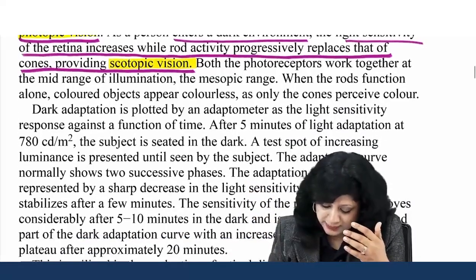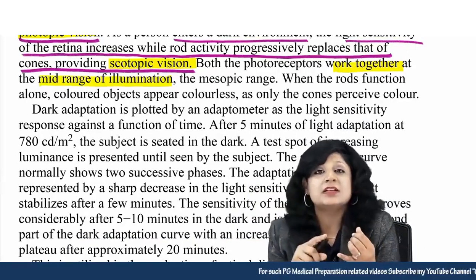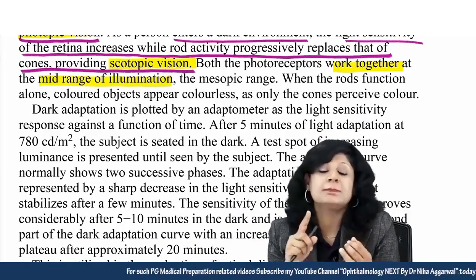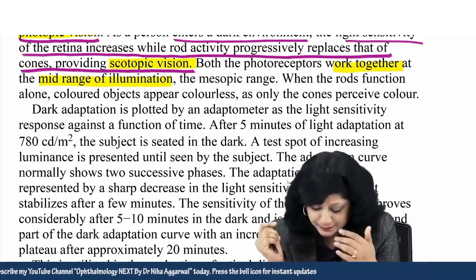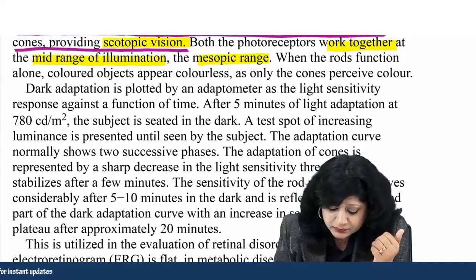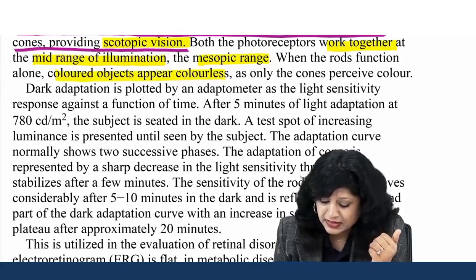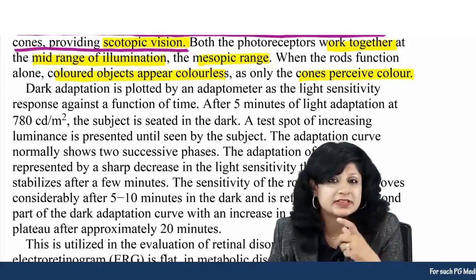Both the photoreceptors work together at the mid range of the illumination. So when it is completely dark, it is the rods. When it is completely bright, it is the cones, and in the mid range of the illumination, it is both together. That is your mesopic range. When the rods function alone, obviously the colored objects will appear colorless, because only the cones can perceive color.